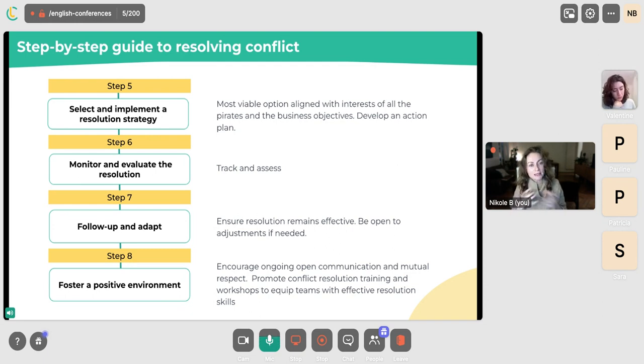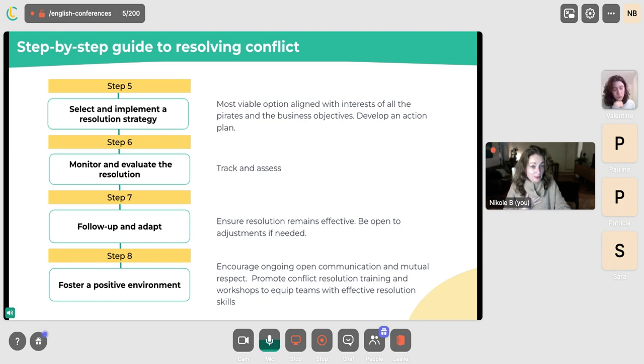So you're going to track and assess: was this the right solution? Did it work? What was good? What was bad? Step 7, you're going to follow up and adapt. So you're going to come back and make sure the solution that we came up with and implemented in step 5 works in the long term. Because a solution that worked once may not work overall. It may not continue to work.